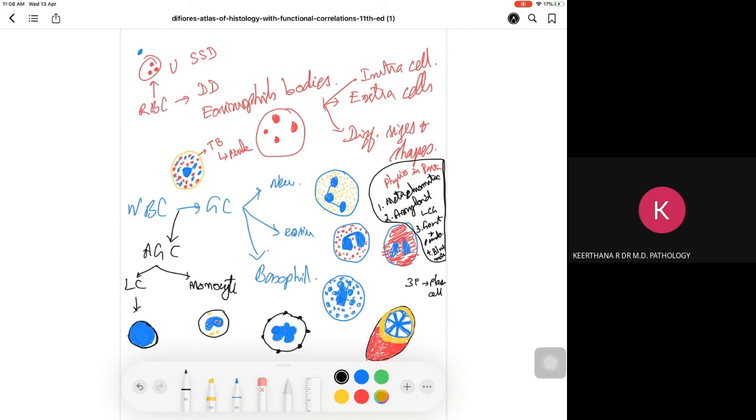Good, I think mast cell we covered. Mast cell in histology will look like a round cell with a central blue nucleus, and the cytoplasm will be more reddish. So it will look like a fried egg appearance. That is the mast cell.